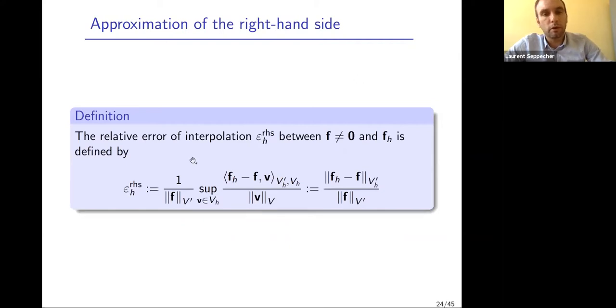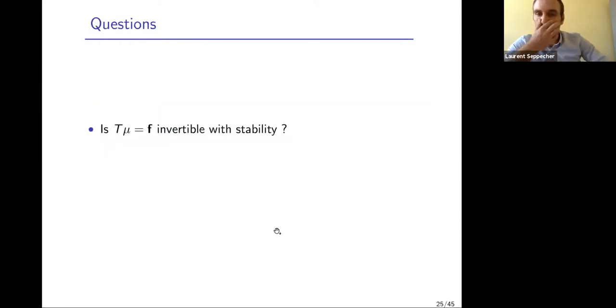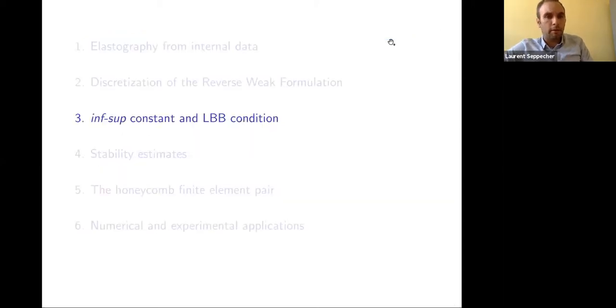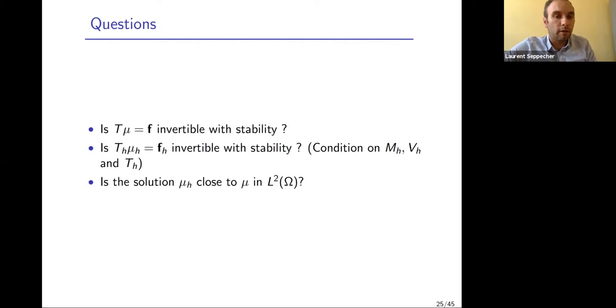Okay, so this is the error on the right hand side. It's just the relative error on f, so there is nothing important here, the difference between f_h minus f. So the questions are: is the continuous problem invertible with stability? That's a big question. Is the discrete problem also invertible with stability? And the last question is: is the solution m_h of the discretized problem close to mu, the solution of the continuous problem? So there are three big questions that we are interested in.